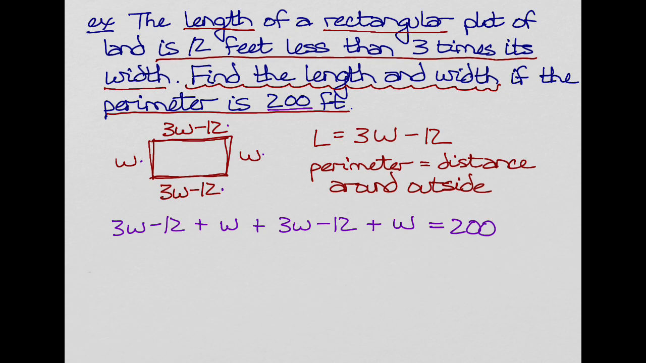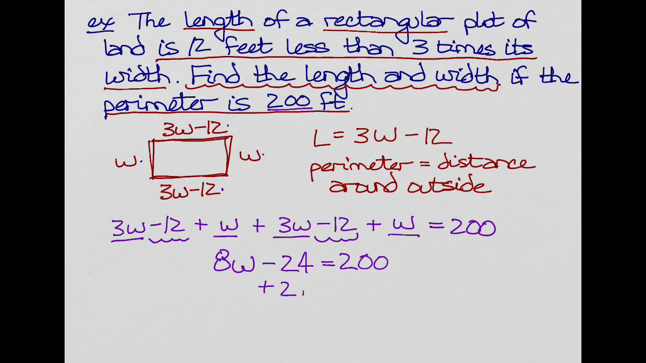Next thing is to solve the equation. So I'm going to combine some like terms. I got 3w, 1 plus 1 is 4w, 5, 6, 7, 8. And I got negative 12 minus 12 is negative 24. No action on the right. Just a regular equation, so I'll solve in the regular way. I'm going to add 24. Now I have 8w is 224. I'm going to divide by 8. And 224 divided by 8.